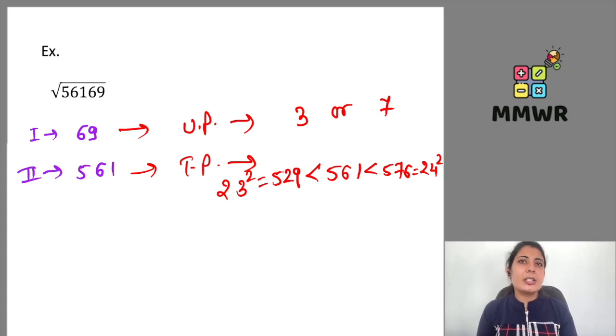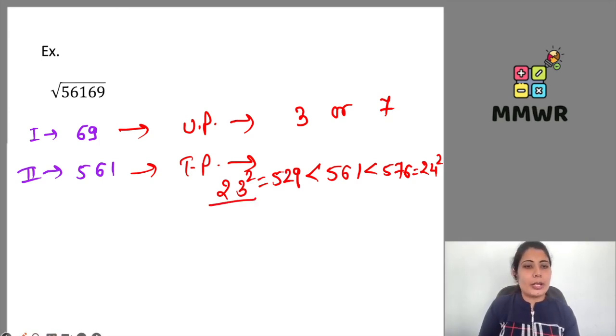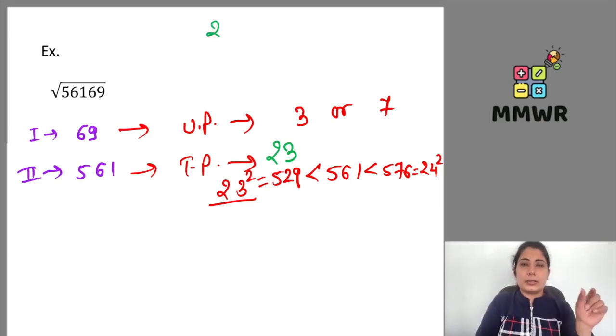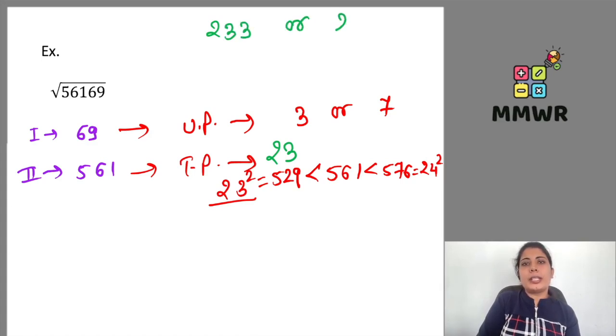So 561 is not a perfect square, but it lies between two perfect squares, 529 and 576. So let's take the help of the smaller one. Okay, so 23 will come as the rest of the part of the number. That means the square root of 56,169 can be 233 or it can be 237.